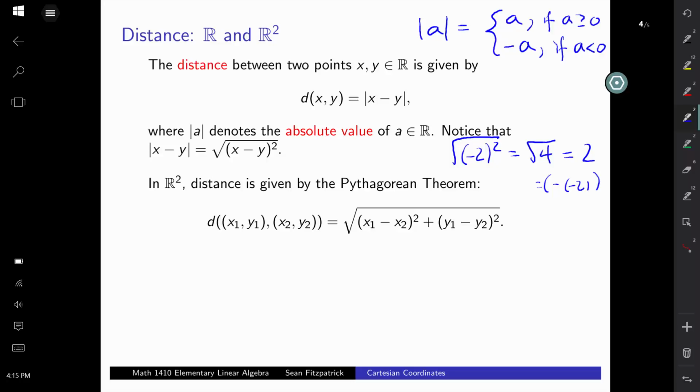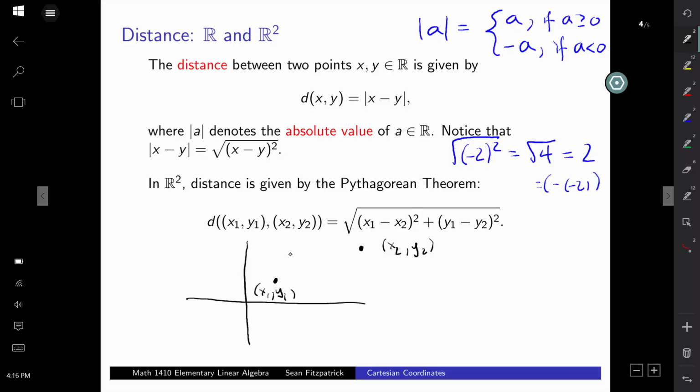And so in 2 dimensions, we know that the Pythagorean theorem holds for us. The idea is if I've got 2 points in the plane, an x1, y1 over here, and an x2, y2 over here, and I want to measure the distance between them, I can draw in a little right-angled triangle like so, and this is the distance we're looking for, the length of the hypotenuse.